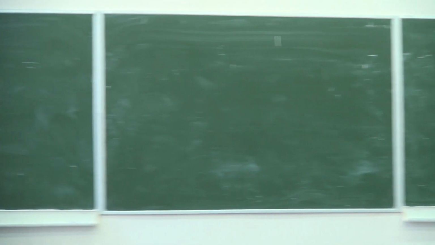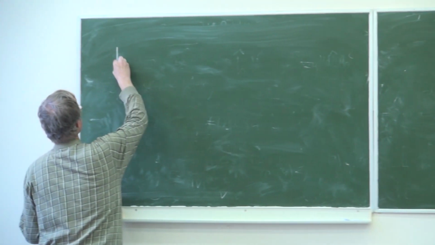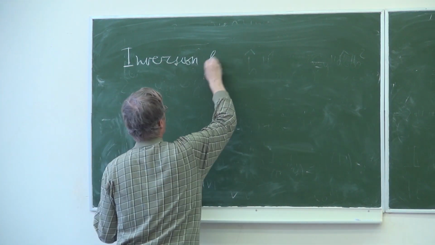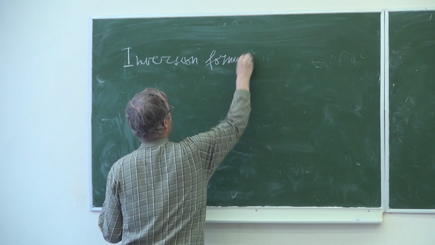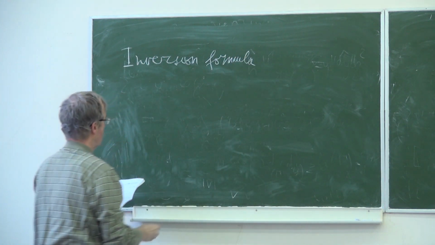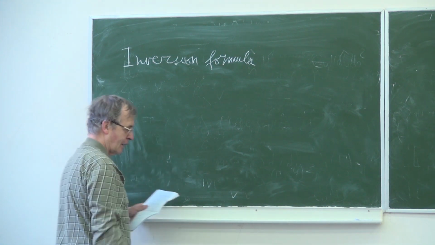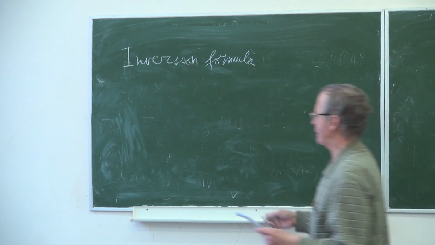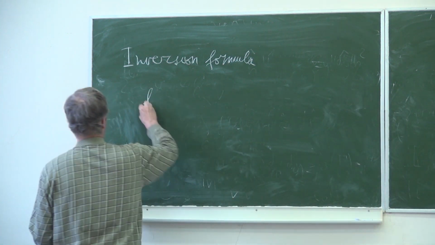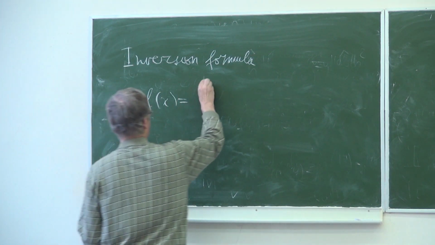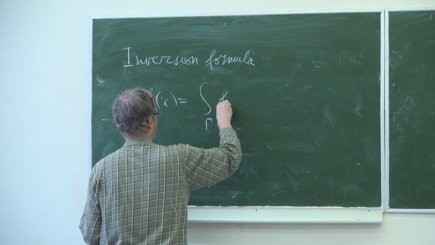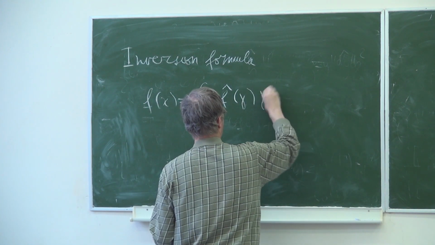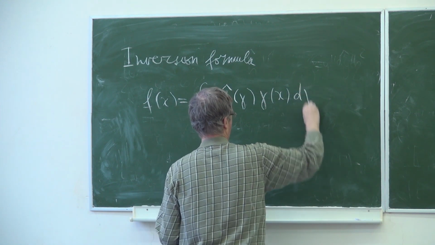Now, what we want to prove is the inversion formula. In general, the inversion formula is something like this. What I'm going to write here is not correct, of course, but it is something like that: f of x is equal to the integral over gamma of f hat of gamma, gamma of x, d gamma.